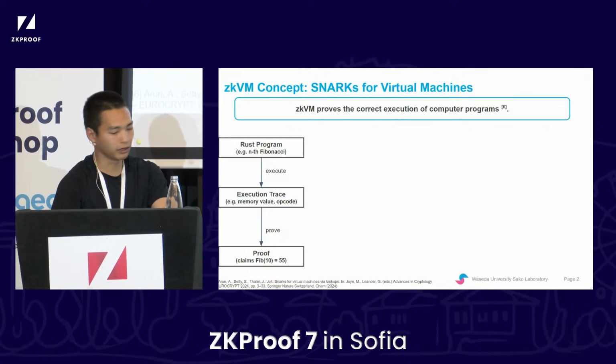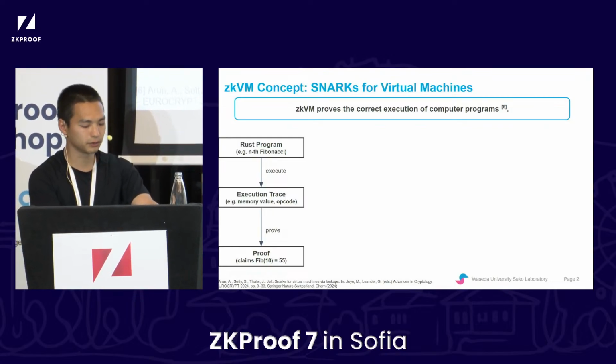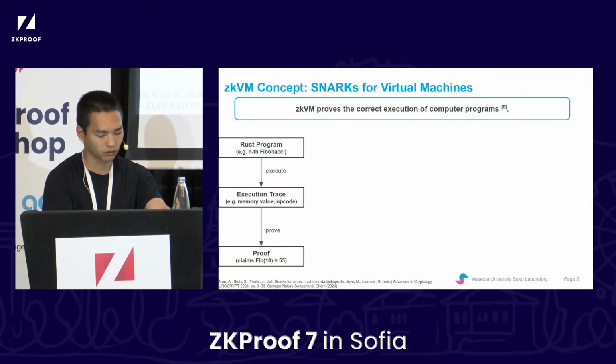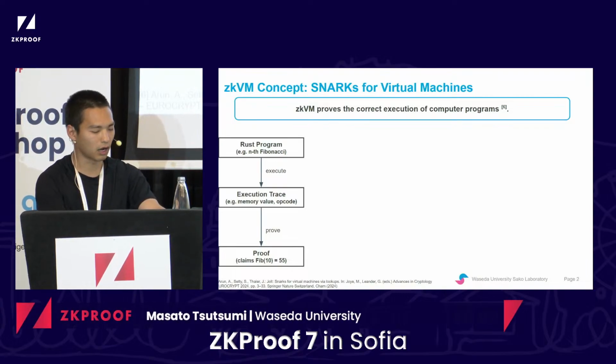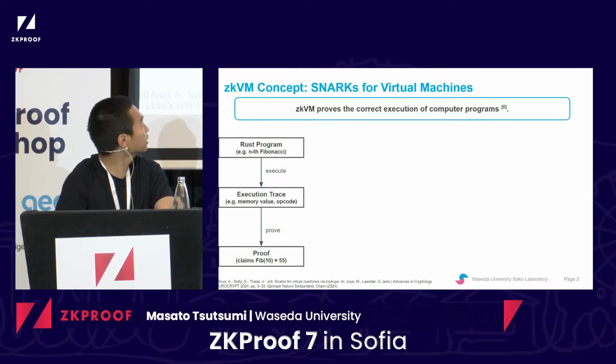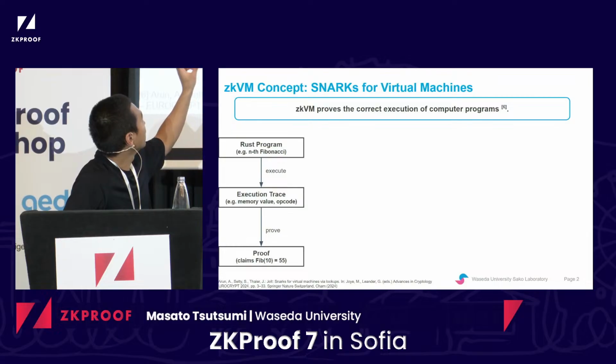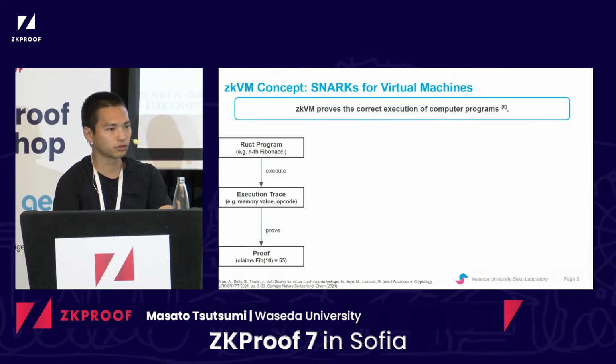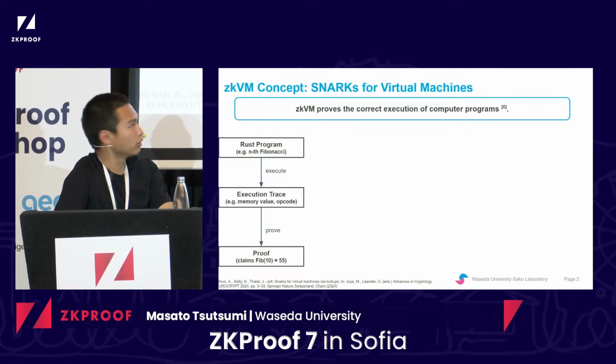Let me begin by explaining the fundamental concept of zkVMs. A zkVM is a technology that proves the correct execution of arbitrary computer programs. The operation of zkVMs consists of two steps. For example, if you have a program that calculates the nth Fibonacci number, we first execute it with input n, and then produce the execution trace. This execution trace includes, like, the memory value and opcode for each instruction step of the program.